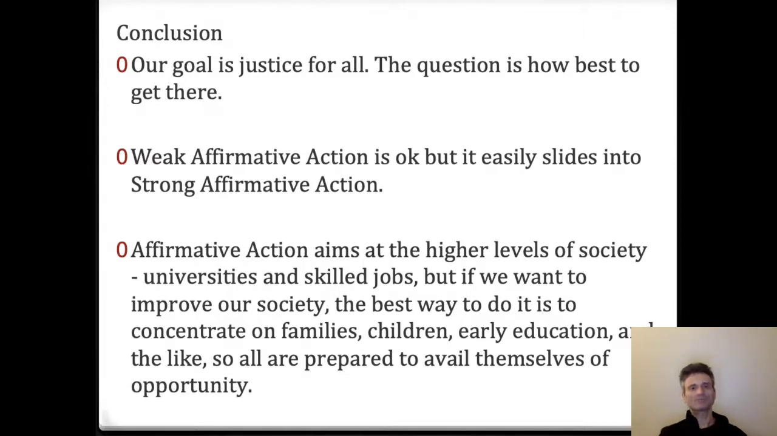So affirmative action aims at the higher level of society, universities and skilled jobs and so on. But if we want to improve our society, not only giving people what they deserve, the best way to do it is to concentrate, again, as I said earlier, on families, children, educate children better, better education.